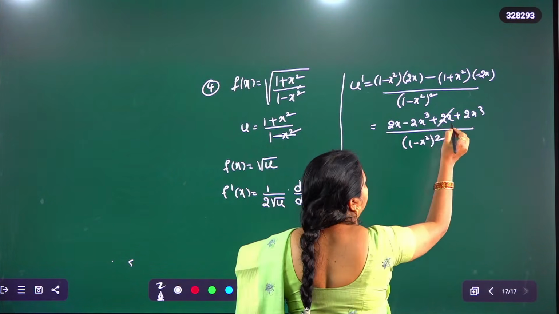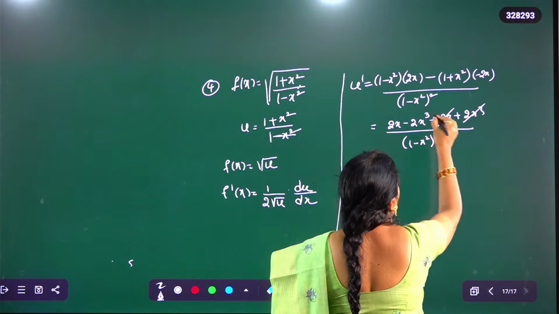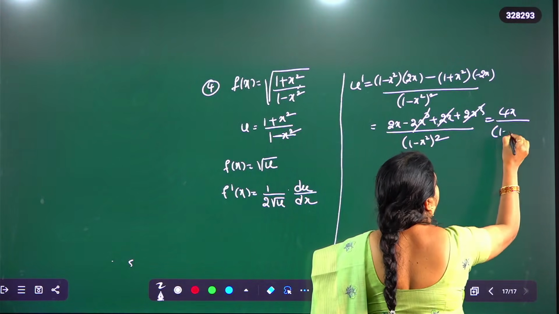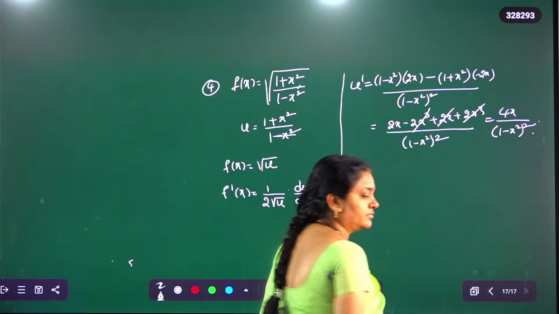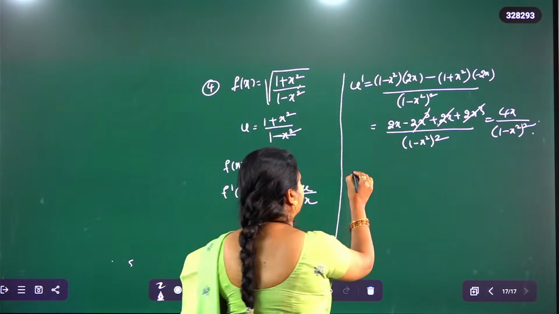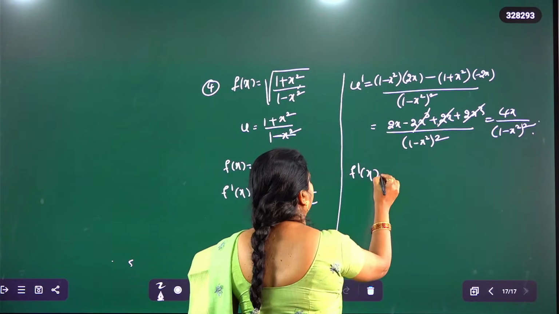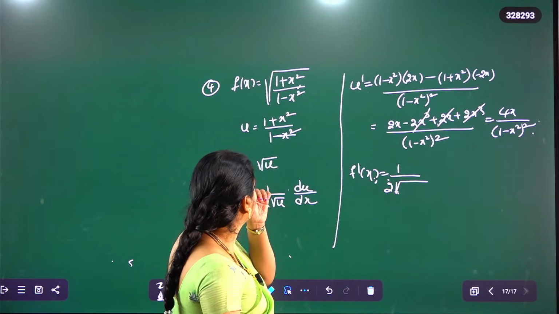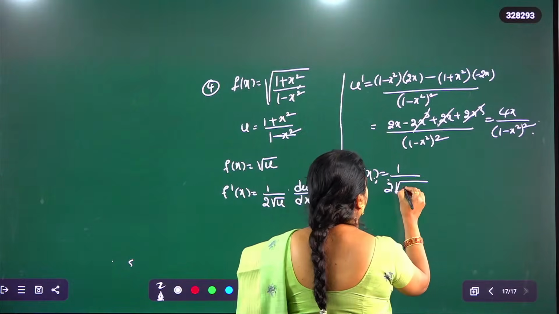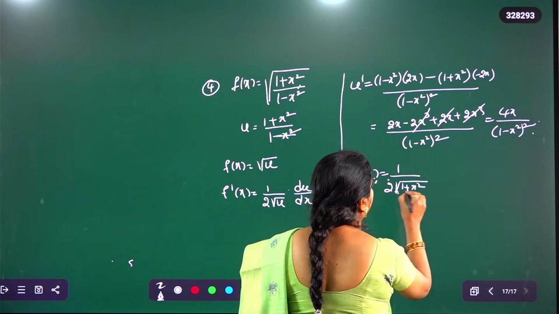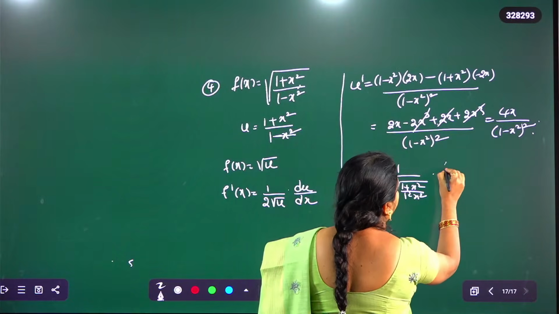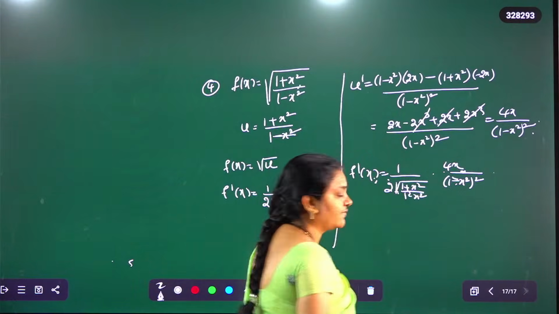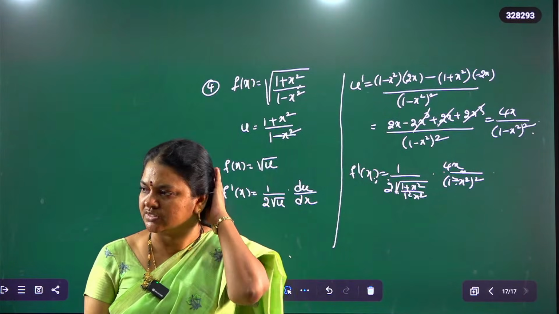These two terms, this one and this one, get cancelled, and we get 4x by 1 minus x square whole square. So applying here, f dash x is equal to 1 by 2 root u, that means 1 plus x square by 1 minus x square, and this is 4x by 1 minus x square whole square. Further like this we can solve the questions.